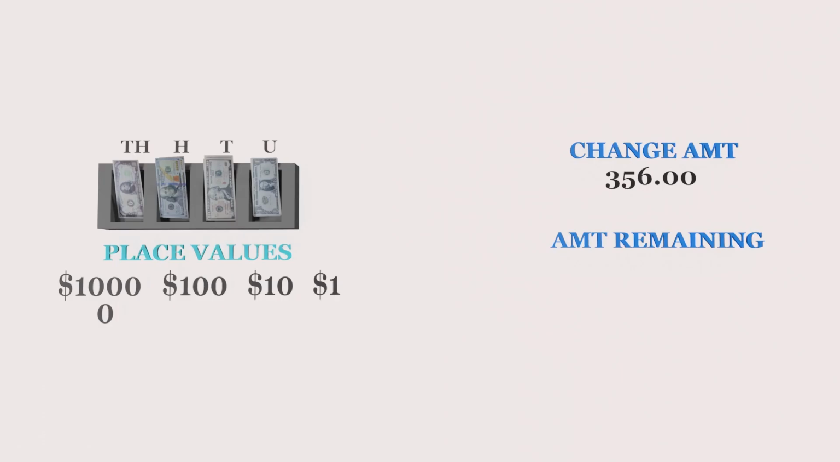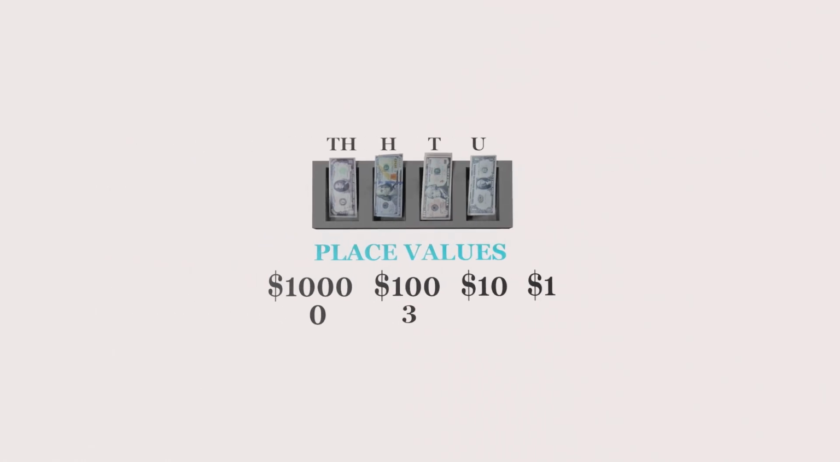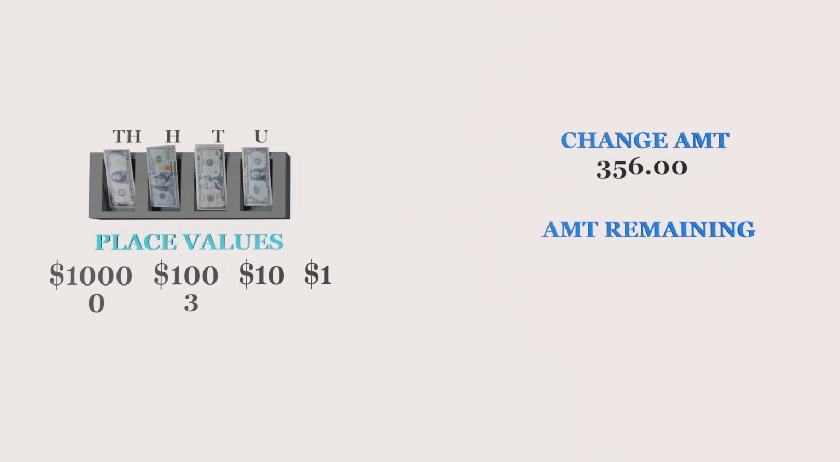Since we gave out 3 $100 bills, we will put down the number 3 in the hundreds place. Our decimal number is slowly taking shape, and it now looks like this. Since we have given out $300, how much is left to give out in change? To find out, we'll subtract the 300 we just gave out from the 356 total we have to give out in change. When we subtract 300 from 356, we get 56. So the amount of change remaining to give out is $56.